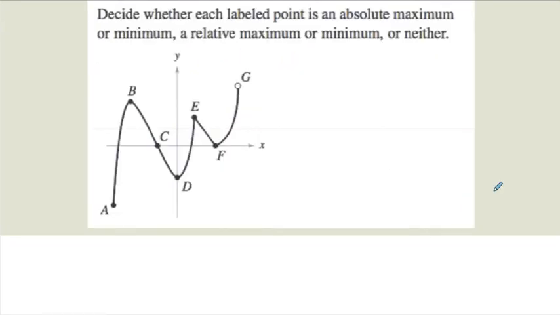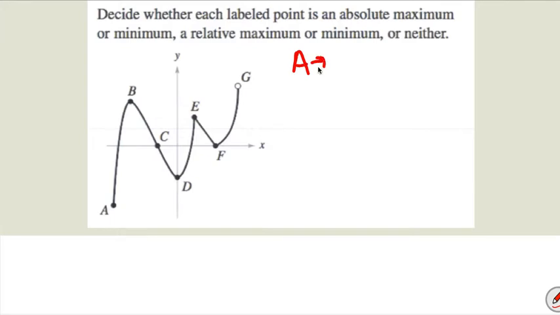Now, for this one, what I want you to do is pause the video, label A, B, C, D, E, F, G, and right next to them whether they are an absolute max, absolute min, relative max, relative min, or neither. So go ahead and pause, do that real quick, and then we'll see what you get for your answers, see if they match up with what I have.